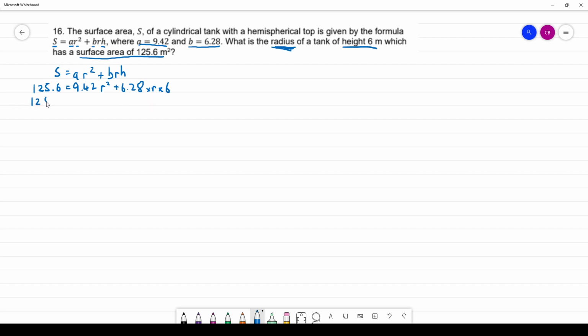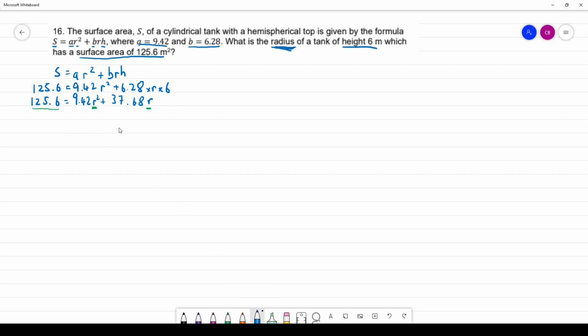So 125.6 equals 9.42 R squared plus 6.28 times 6. That'll be 37.68 R. Okay, so this is a quadratic. We have R squared, we have R, and we've got a constant, but it's on this side of the equation.